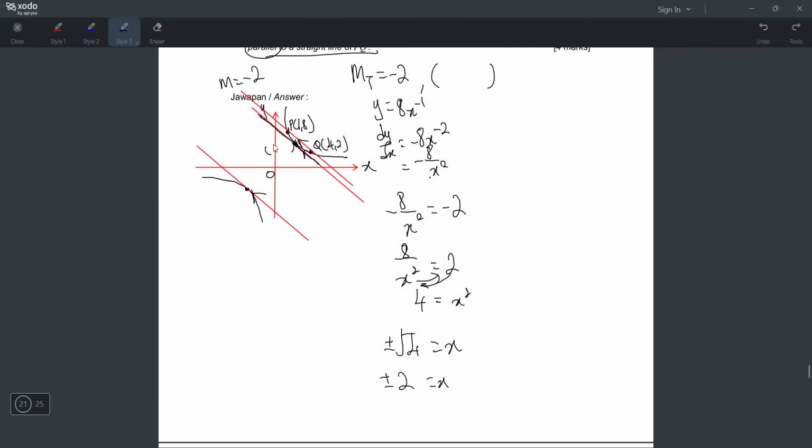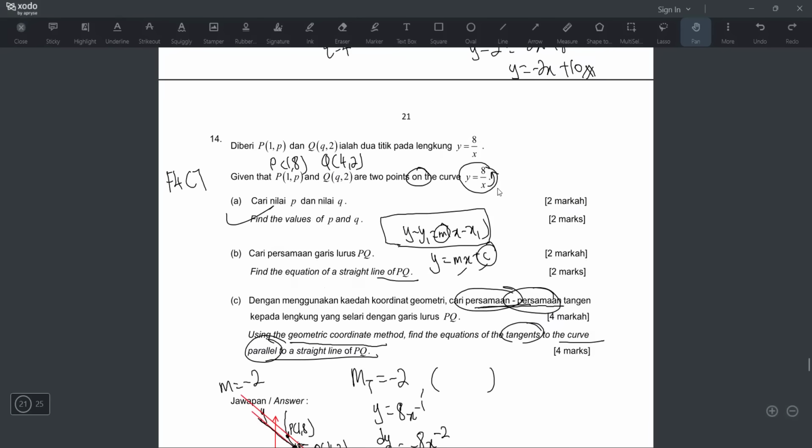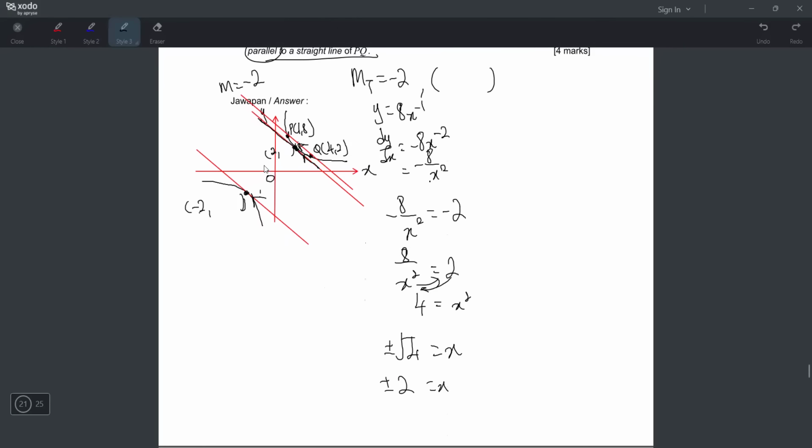And it's very clear already, this one is 2, and then the x coordinate here is automatically -2. Yeah, the other one is automatically this one. Okay, yeah, there's only two. There are two answers, and also there are two tangent lines that have the gradient -2. I draw it for you, right? So confirm one is this. Then how to get the y coordinate? Substitute back into y equals 8 over x. So 8 divided by 2 is 4, and then 8 divided by -2 is -4.